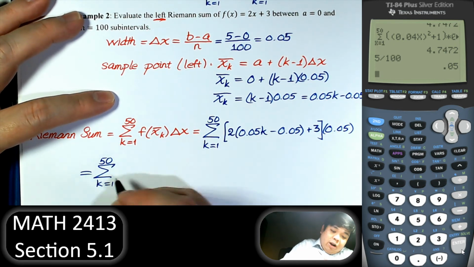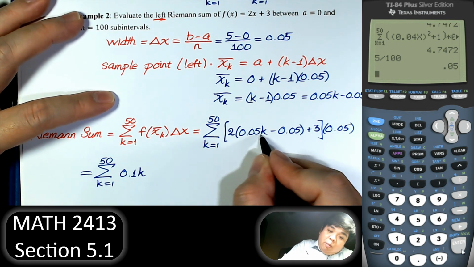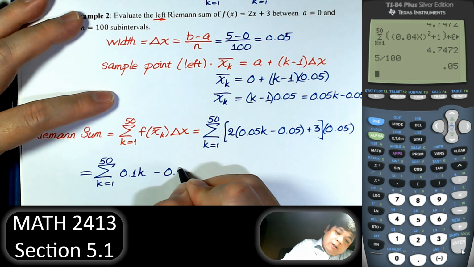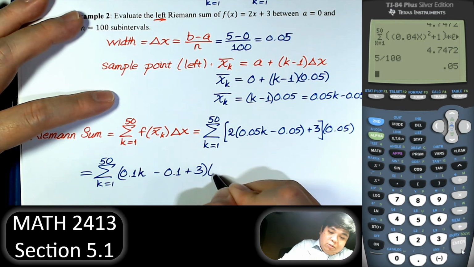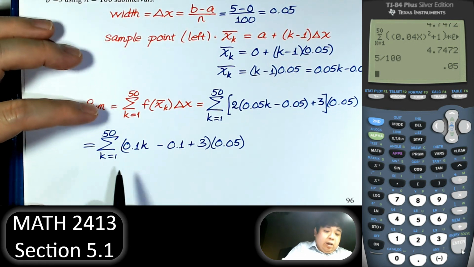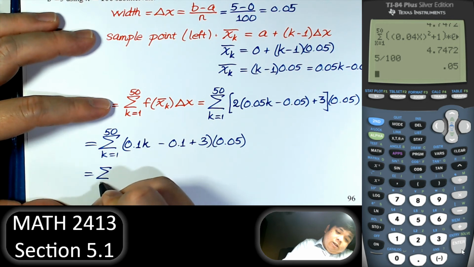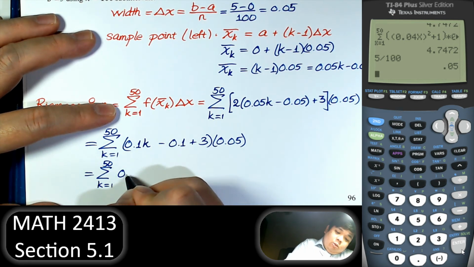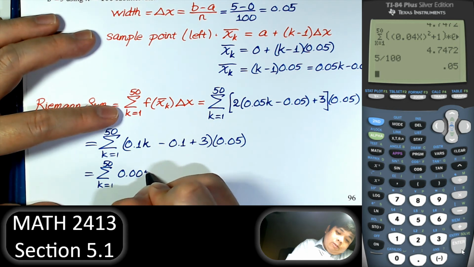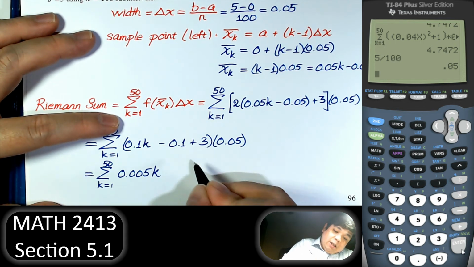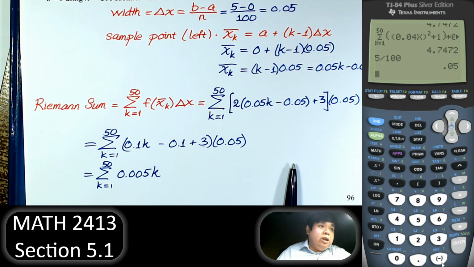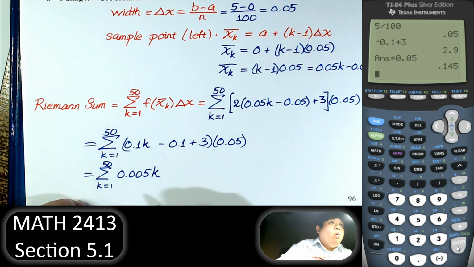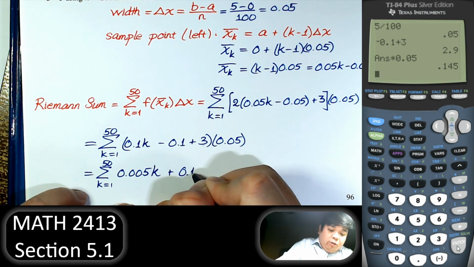And so we have 2 times 0.05, that is 0.1 times k, right? Minus 0.1 plus 3, times 0.05. Multiply it out. So 0.1 times 0.05 is 0.005. And negative 0.1 plus 3 times 0.05 is 0.145.